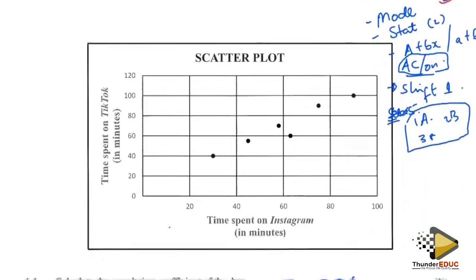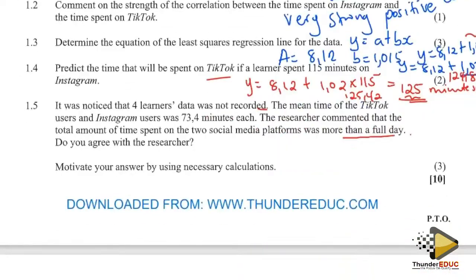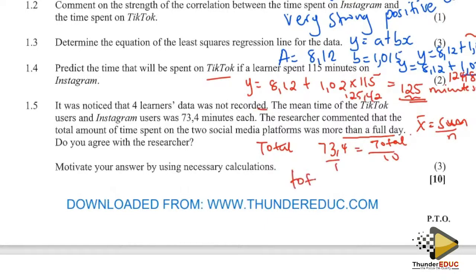Now, if we include the 4 pieces, it's going to give us 10 pieces of data. So I'm going to get the total. Remember, our mean must be the sum over the number of items. Okay, so if the mean of 10 data pieces is 73.4, it is equal to the total over the 10. Then I'll multiply both sides by 10, so that the total, let's say for TikTok, is going to be 73.4 times 10, which gives me 734.